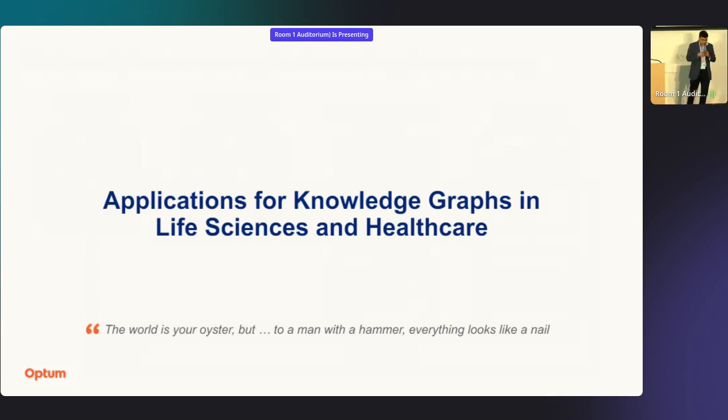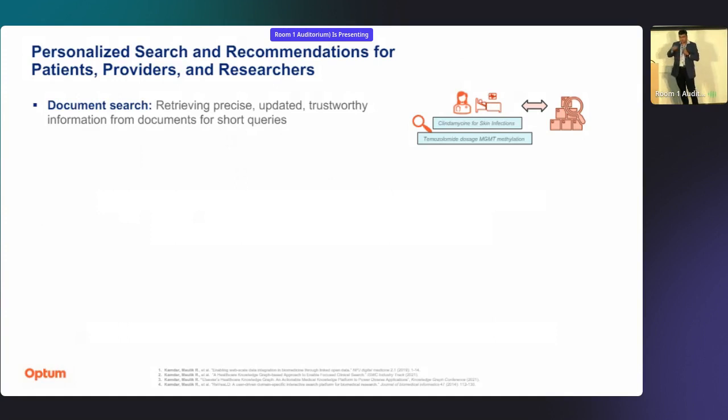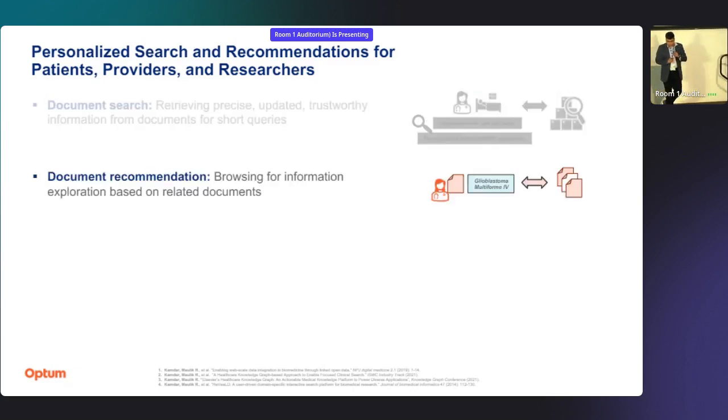So let's start on some of the applications for knowledge graphs in healthcare and life sciences. First and foremost, one of the simplest, but still a very vital application, is improving document search at the point of care or for clinical research or biomedical research. Oftentimes professionals need to get precise, updated, trustworthy information from documents for really short queries. So a knowledge graph can help do query parsing and query intent interpretation for really short queries and get them the right document, which is the most trusted for their work.